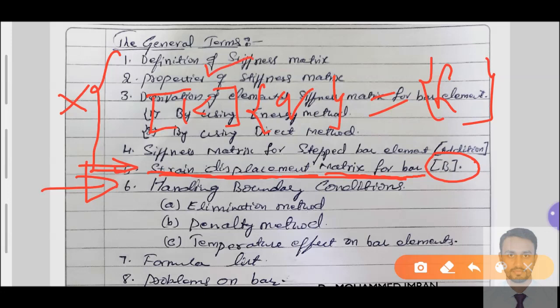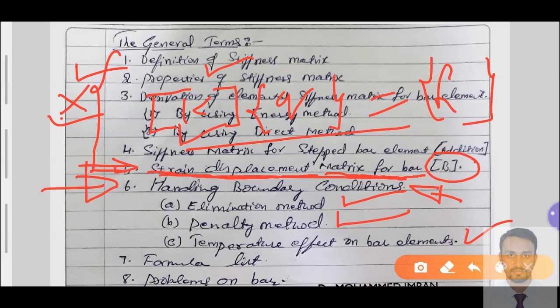So if we need to get this value, all these are the things we need to get the idea, then only it is possible to get this K matrix. Clear? So now after bringing that equilibrium equation, we need to handle these boundary conditions by using an elimination method, by using the penalty method, and effect of temperature is also there in the given problem.